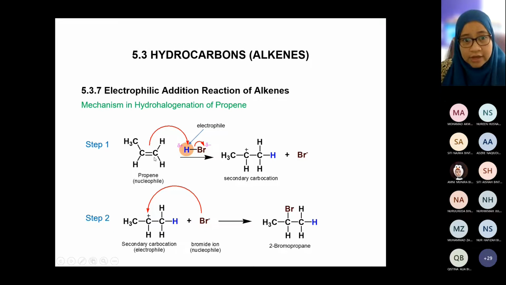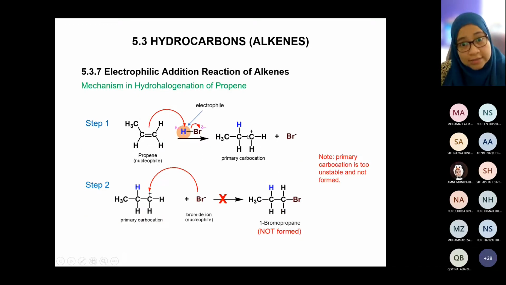Okay? Alright, so hydrogen will attach here. This is the added hydrogen. So the bromine will be attached to this carbon. So first, it will become a carbocation, and then the bromide will attack the secondary carbocation. Okay, this is more stable compared to this one. This is unstable, so this is not formed.